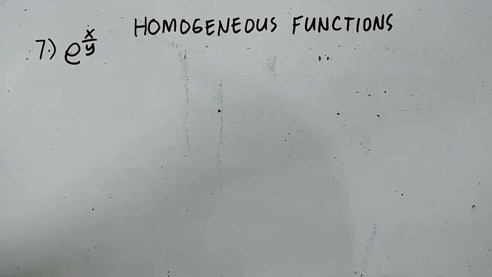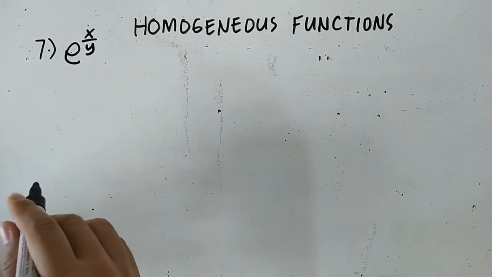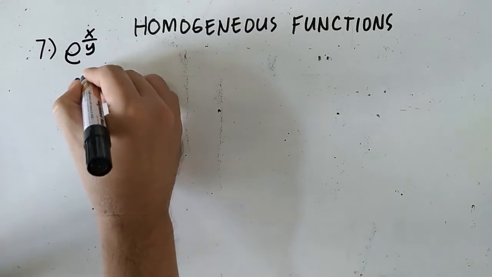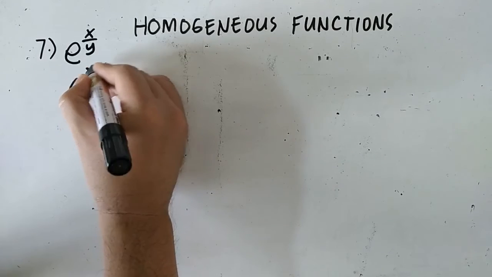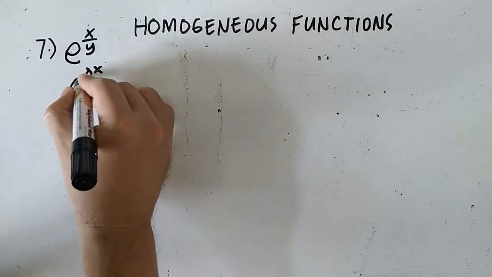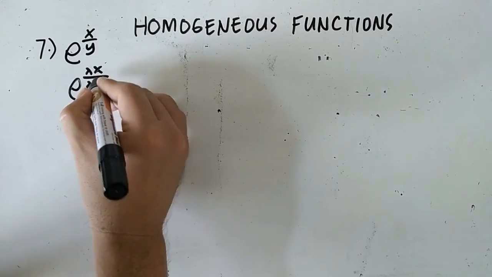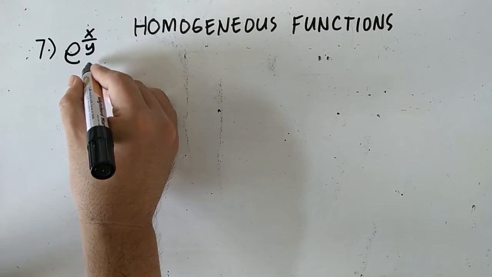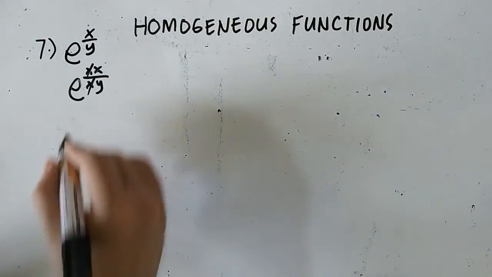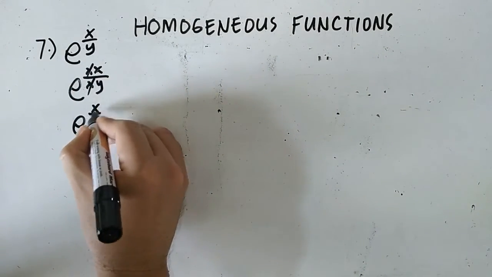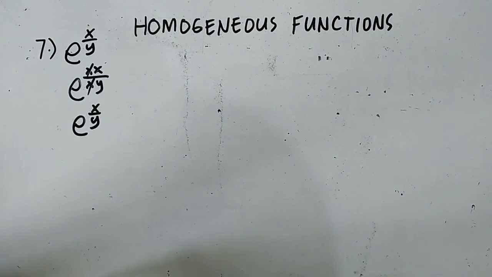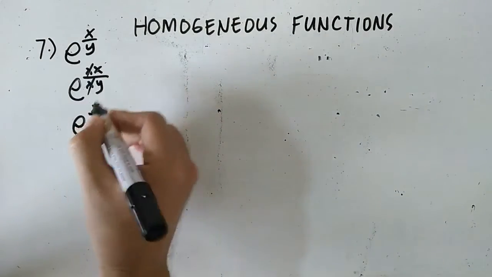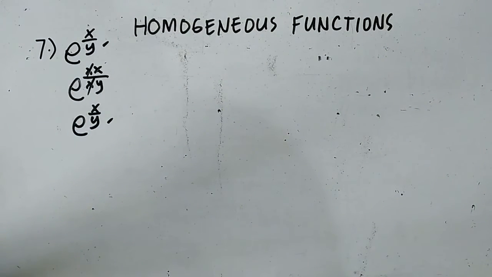The seventh example is e to the power of x over y. Again, we test this for homogeneity. We simply insert a constant lambda for every variable. And what do we do with lambda? We can cancel lambda out. So we now have e to the power of x over y. You can see that we have already obtained our original function, and it is free from lambda.